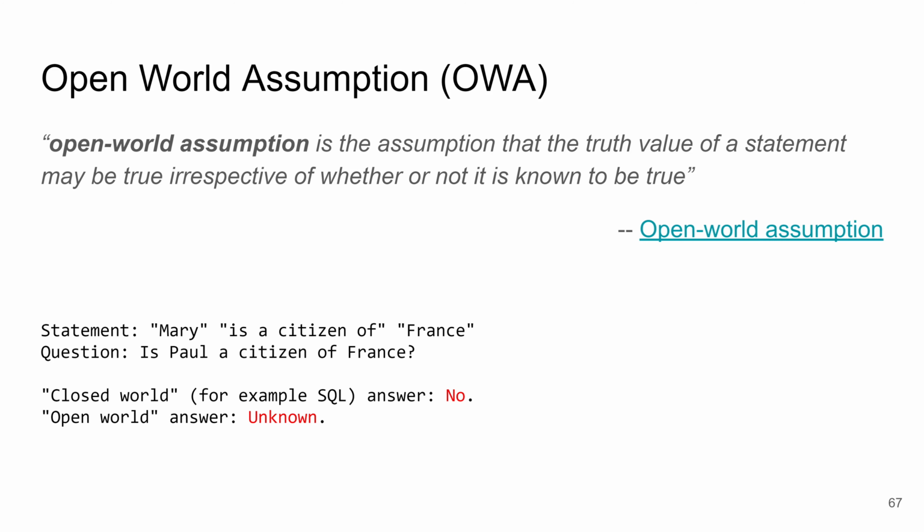So simply, because a statement is missing from our data does not mean that the statement is false. We just don't know what the truth value of the statement is. So this is what is called an open world assumption, and it is different from the world of, let's say, relational databases.